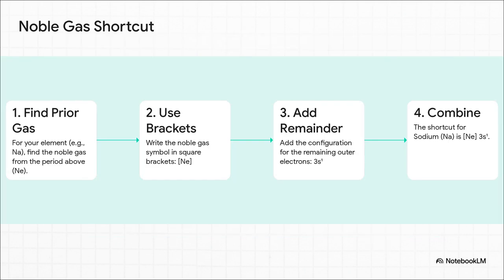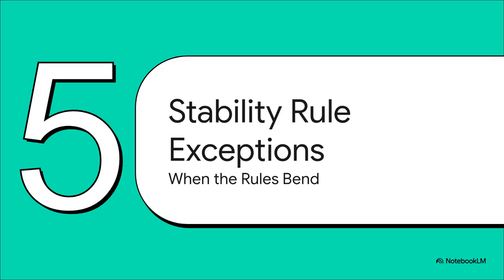Now, as you can probably imagine, writing all that out for a huge atom would get pretty tedious. So chemists have a really clever shortcut. Let's take sodium with 11 electrons. We find the noble gas from the row right above it. In this case, neon, which has 10 electrons. We can just write [Ne] in brackets to represent that stable, filled core. Then all we have to do is add the leftover electron, 3s1. It's so much cleaner, and it lets us focus on the outermost electrons, the ones that actually do all the interesting chemistry.